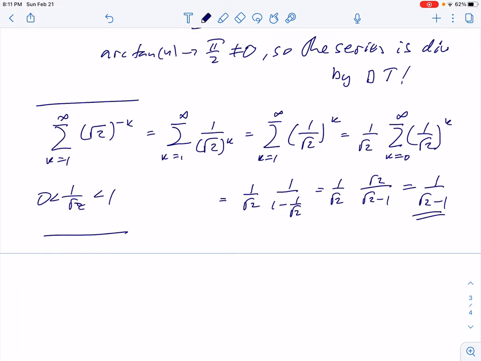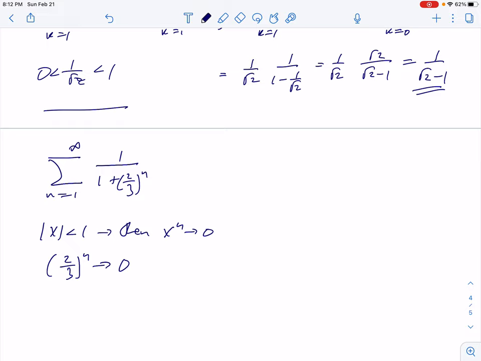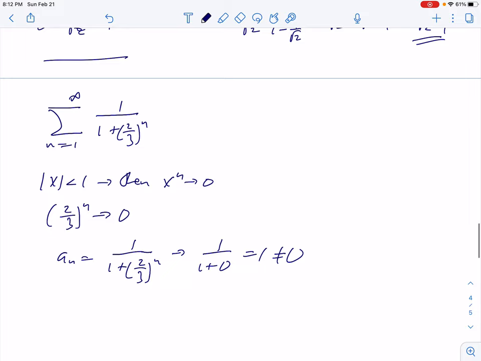Another example. Look at the series, the general term 1 over (1 plus (2/3) to the power n). And let's go from 1 to infinity. Now, we remember from sequences that if we have a number less than 1, then the consecutive powers approach 0. So here, (2/3) to the power n will approach 0. The general term of the series a sub n is 1 over (1 plus (2/3)^n). It has limit, obviously. The limit will be 1 over 1 plus 0, which is 1. Very well, the general term of the series has a limit, but this limit is not 0, and we conclude that our series is divergent.